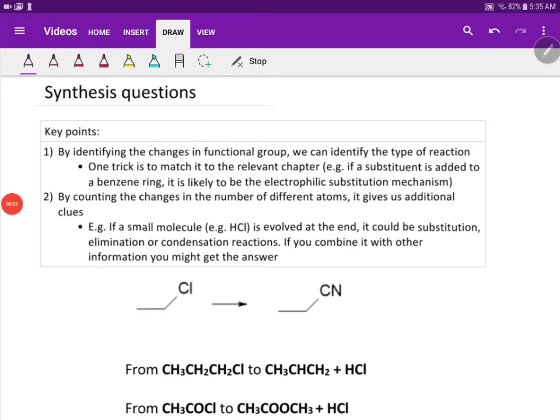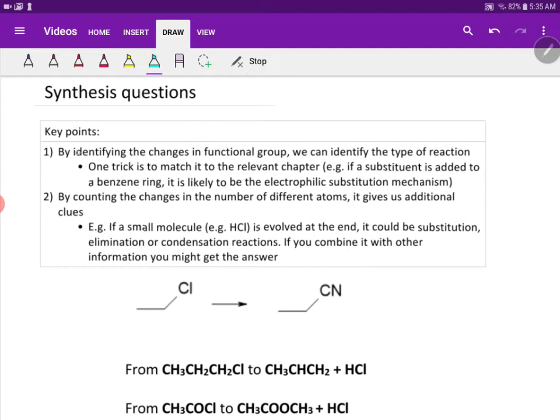Hi everyone, in this lesson, I'm going to share with you how you can tackle synthesis questions. For you to be able to tackle synthesis questions, the key idea behind it is to find out what is the transformation in its functional group. I'm going to share with you some key points behind answering this type of questions.